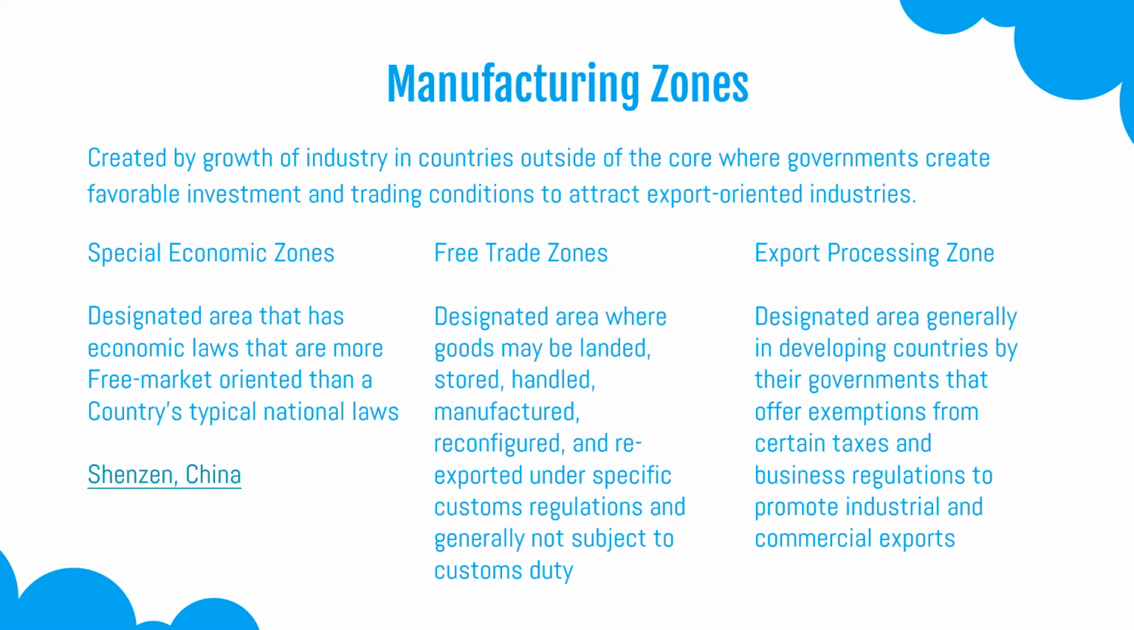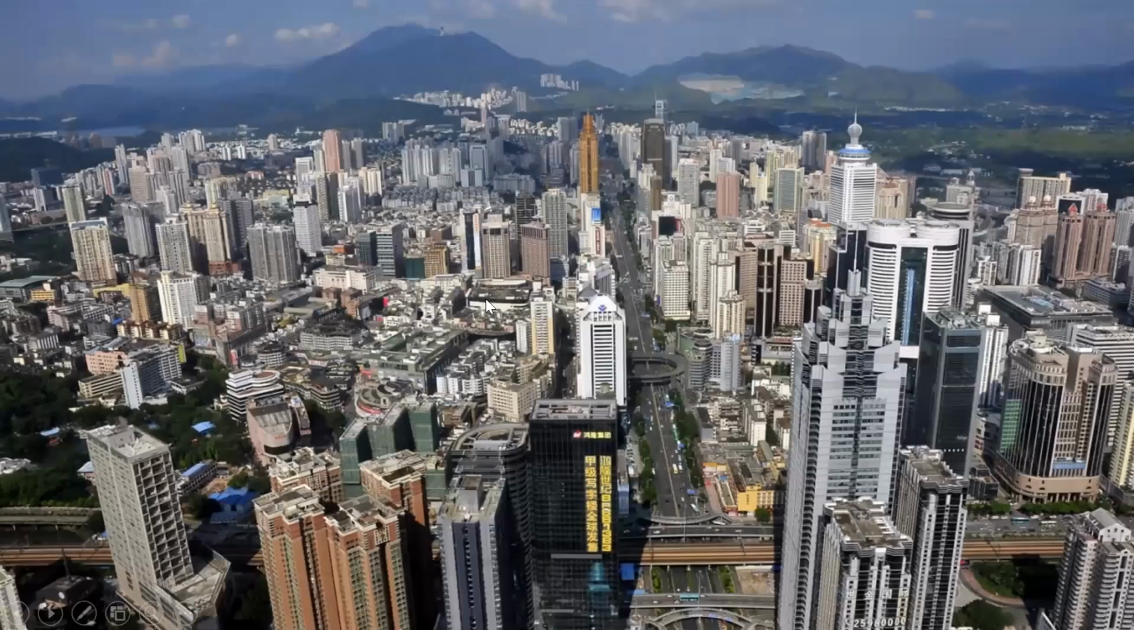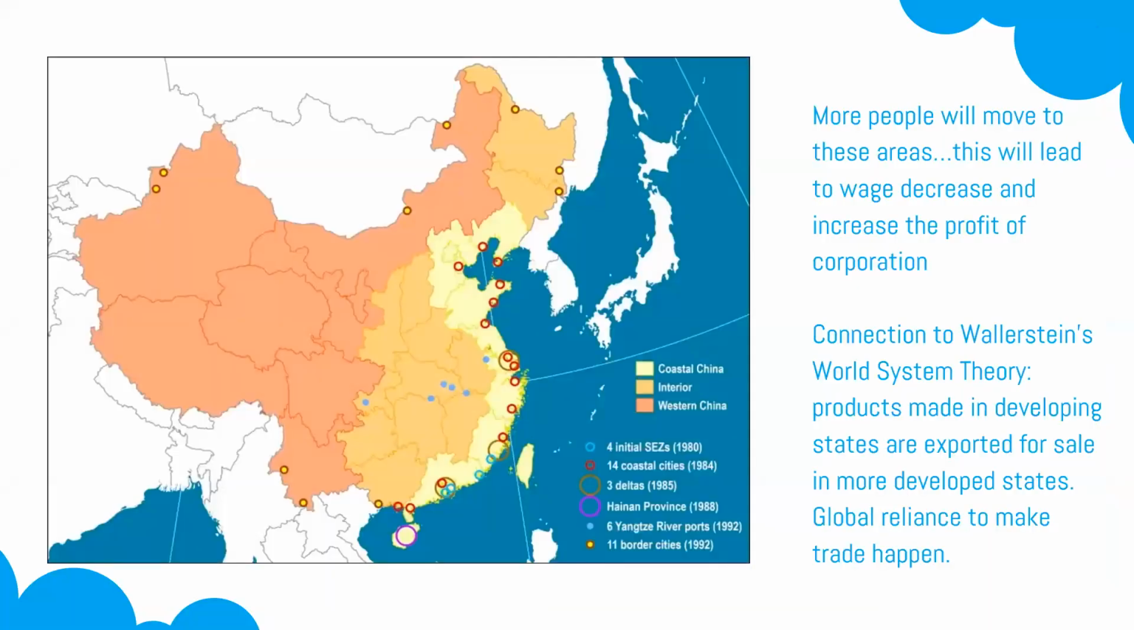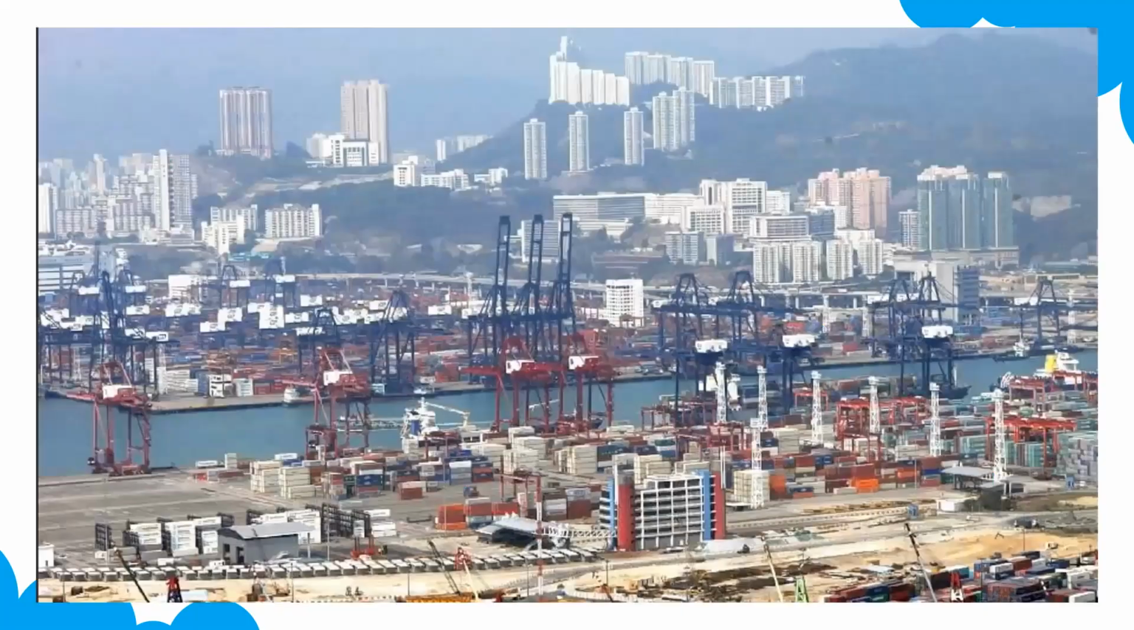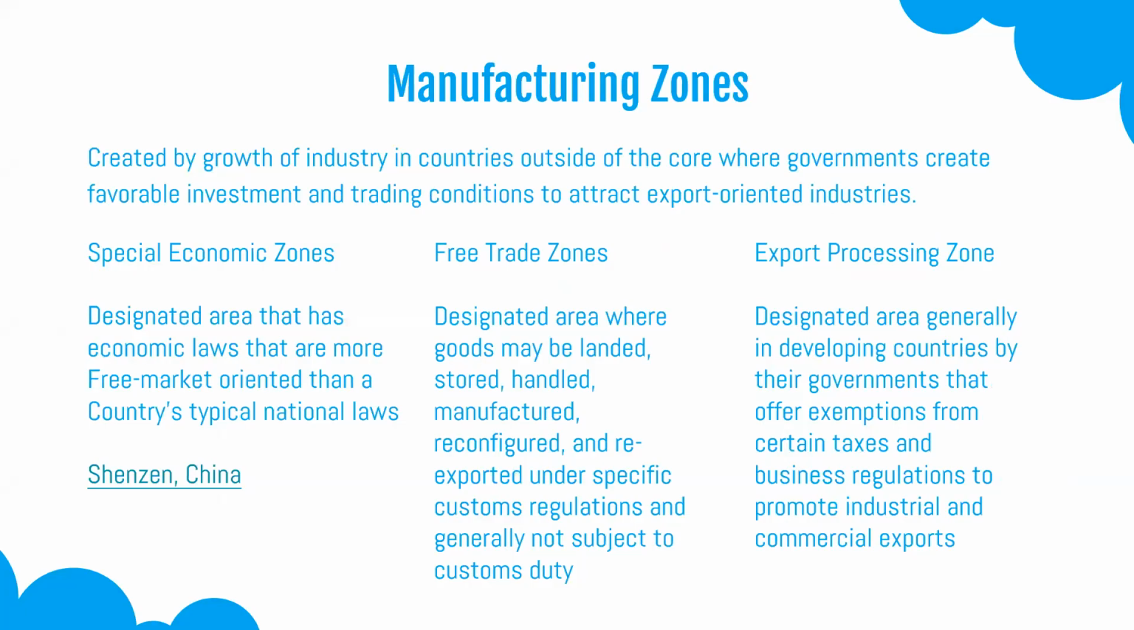And a perfect example is Shenzhen, China. Shenzhen, China is a special economic zone, even though they are a city. And in 2017, because of being a special economic zone, they contributed more than $1 trillion to China's GDP. Okay, so that's an example there of SEZs. This map here shows other special economic zones in China. We'll get to that in a second.